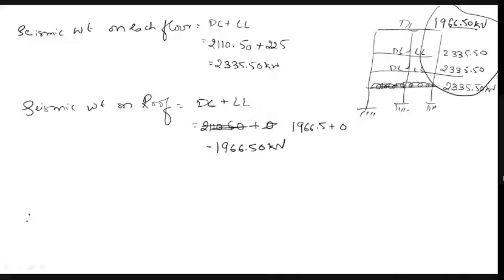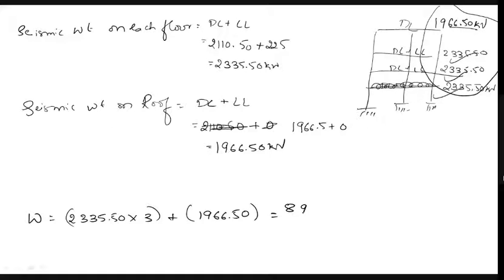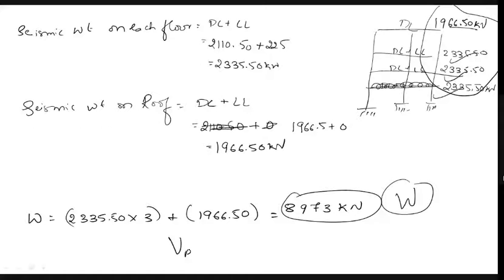Now, add all these weights. Therefore, W equals 2335.50 multiplied by 3, means 3 floors are there, 1, 2, 3, plus 1966.50, which will be equal to the total seismic weight, 8973 kilonewton. Okay. Finally, we have got the value of W. VB is what? AH into W. We have got the value of AH and we have got the value of W.